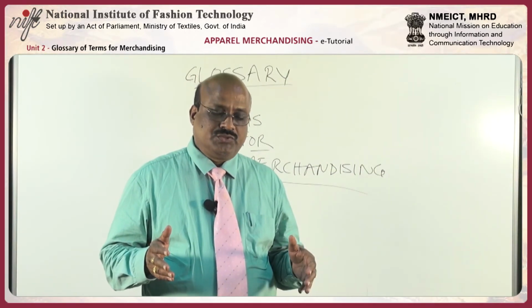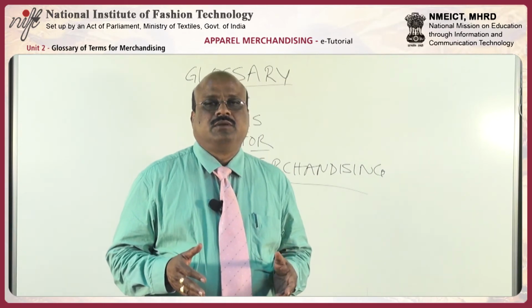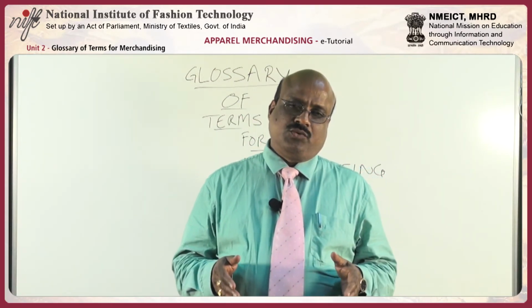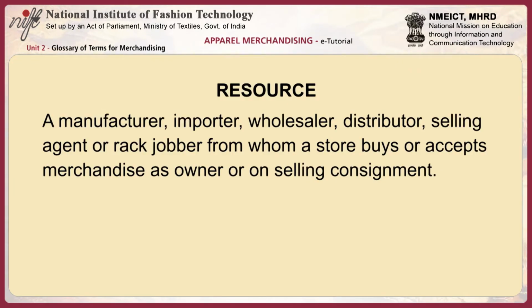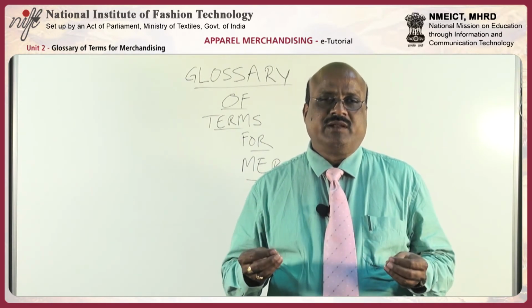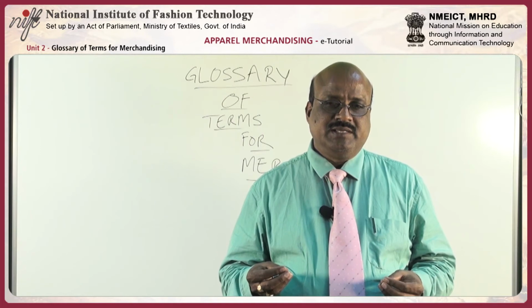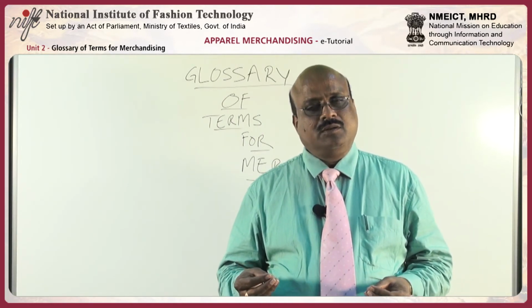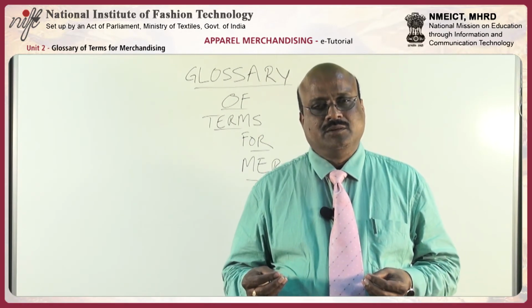The next term is resource. In a merchandising context, what is the meaning of resource? A resource is a manufacturer or importer or wholesaler, or it can be a distributor or a selling agent or a rack jobber from whom a store buys or accepts merchandise as owner or on consignment. So that means resource is nothing but a source from where a retail buyer can buy the merchandise, either to own it or to purchase it on consignment.